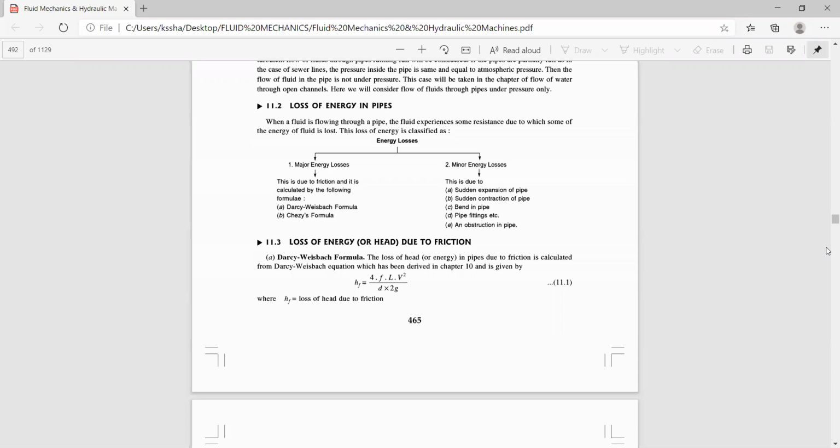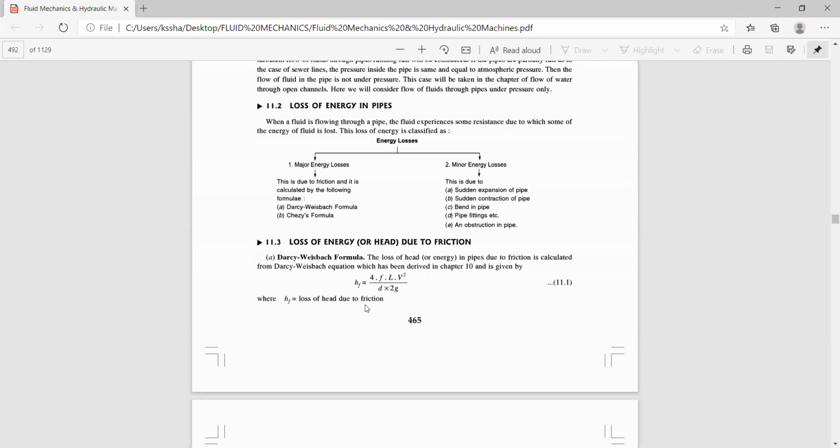Now coming to the first, that is loss of energy or head due to friction. In this we have to see the Darcy-Weisbach formula. The loss of head or energy in pipes due to friction is calculated using the formula or equation hf equal to 4FLV square divided by D into 2g, where hf is the loss of head due to friction.